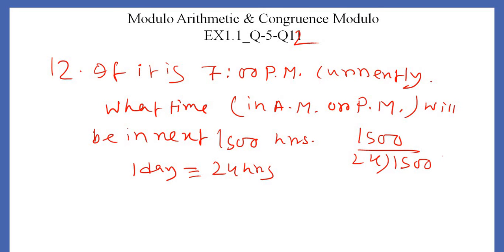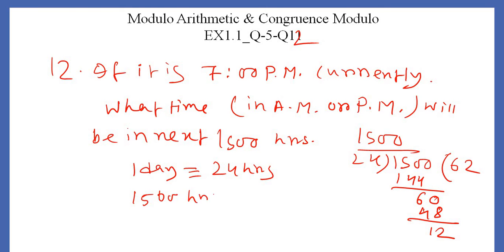So let us divide it. So 1500 by 24. Now 24 into 6, it is 144, and 150 minus 144, that is 6, so 60, and 24 into 2, 48, and 60 minus 48, that is 12. Okay, therefore 1500 hours is equivalent to 62 days 12 hours.